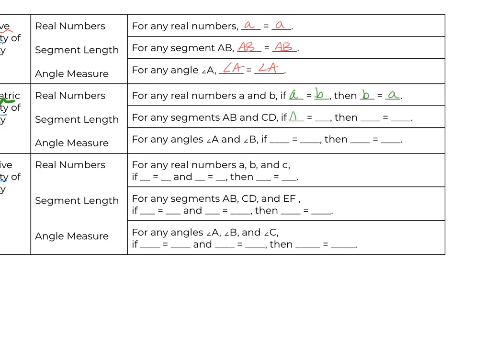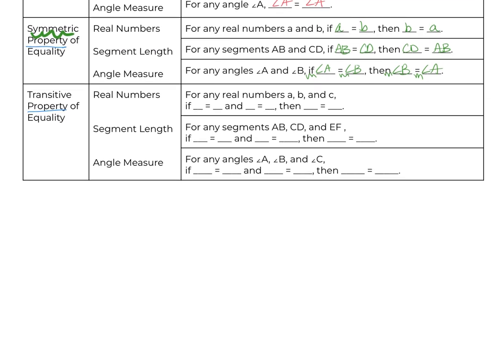Same thing for segments. If AB is equal to CD, then what is it? Absolutely, CD is equal to AB. And for angles, if angle A is equal to angle B, then angle B is equal to angle A. And I should have a little m for the measures. Usually we say congruent when we're just talking about the angles, and we say equal when we're talking about the measure of the angles.